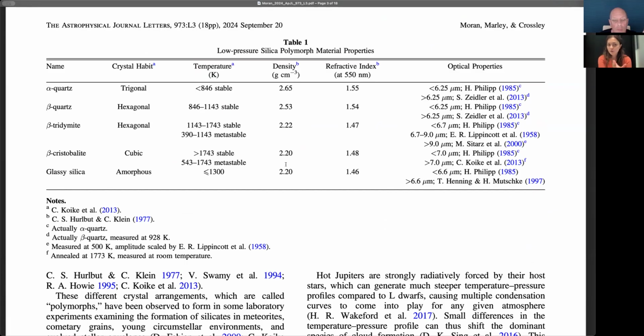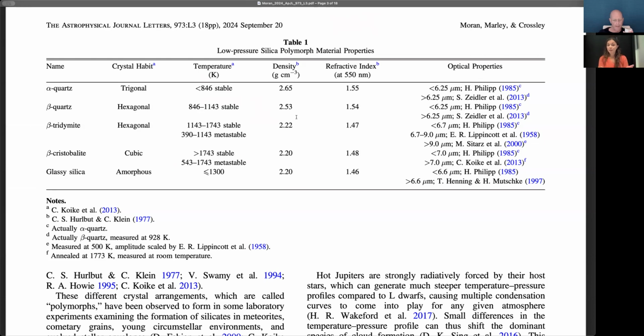We have our quartz. We have both alpha and beta quartz. And it can tell you the exact shape of it, that's the crystal habit. And then the temperature where that is stable, which is less than around 850 Kelvin for alpha quartz, maybe to like 1150 Kelvin for beta quartz. The density slightly differs between these different forms, and the refractive index is slightly different.